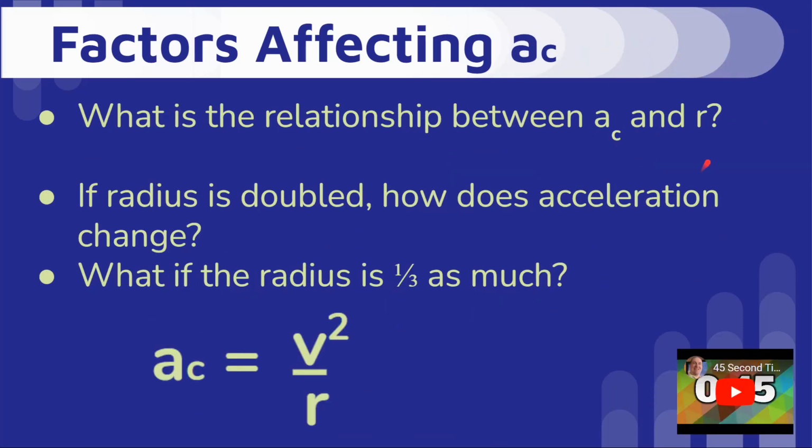All right, so looking at this equation for centripetal acceleration now, v squared over r, what is the relationship between your centripetal acceleration and your radius? Just looking at the formula, what would that relationship be?